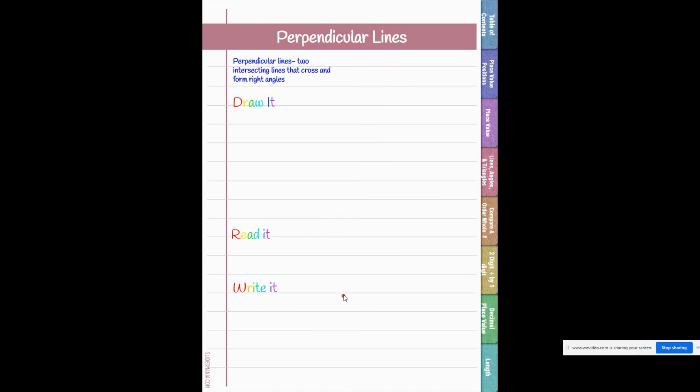Now we have special types of intersecting lines that are called perpendicular lines. They are two intersecting lines that cross and they form right angles. So let's take these two lines and cross them where they form right angles. We're going to call this point L where they intersect, and the blue line we'll label it as DR, and the purple line we'll label it as EO.